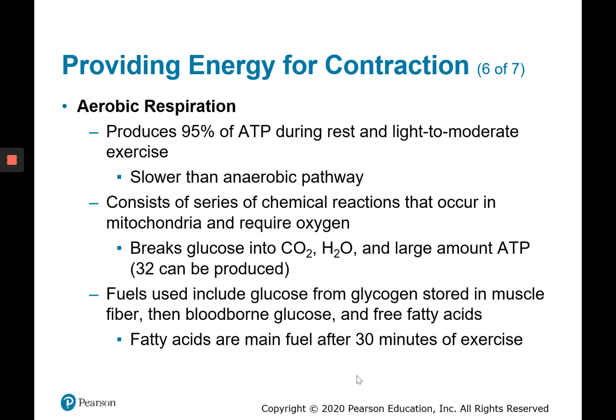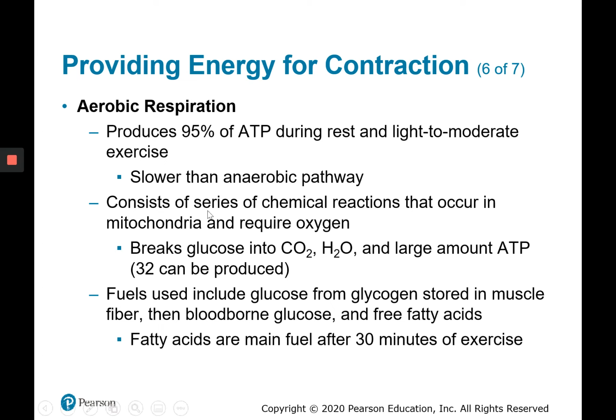And then last but not least, for our energy producing mechanisms is the aerobic respiratory mechanism. The aerobic pathway uses oxygen, and this is what most skeletal muscle cells use to produce most of their ATP. We can see that it produces 95% of ATP during rest or light to moderate activity. It's a lot slower than the other pathways. The anaerobic pathway took 30 to 40 seconds. This is going to take hours.